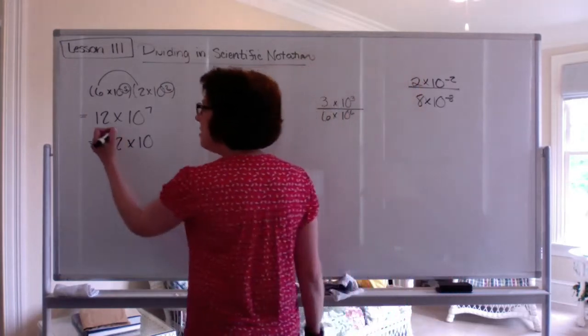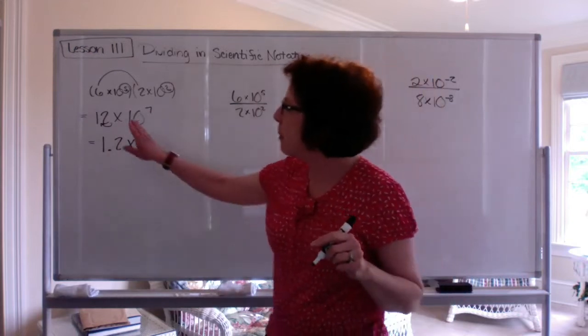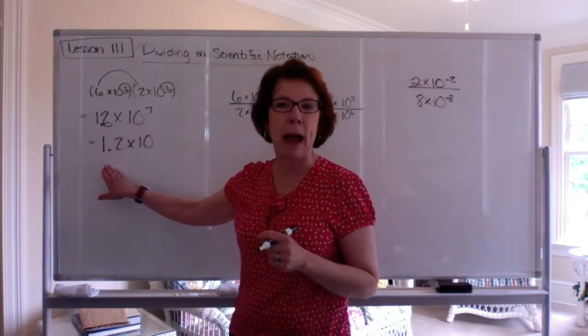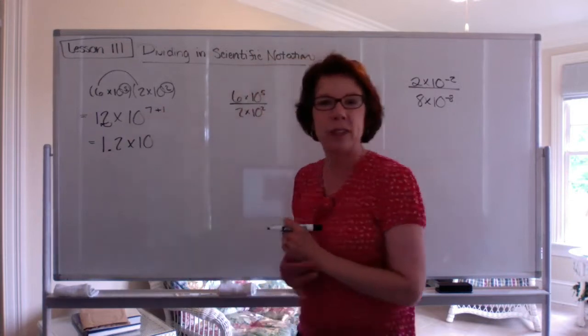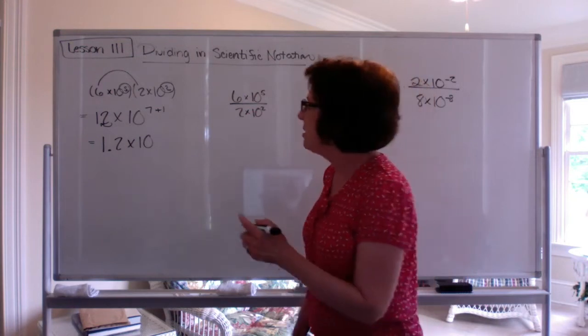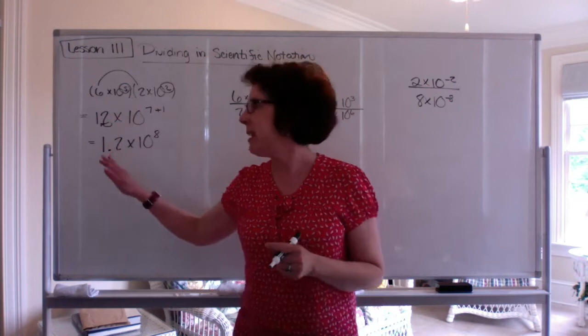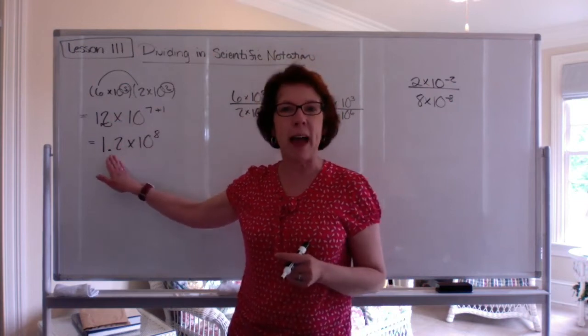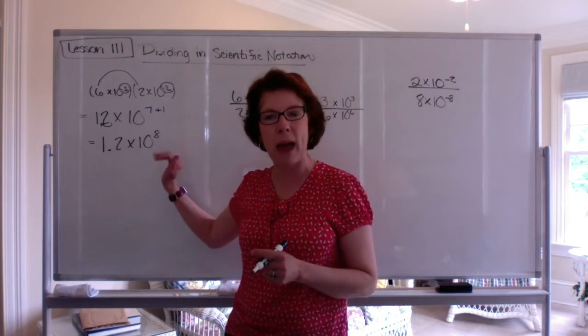Now, the decimal point has gone to the left one place. And so I've made this number smaller by a power of 10. And so that means I'm going to have to add a power of 10 to the exponential term. And so it's going to become 10 to the 8th. So I just transferred my 10. I took it away from the front factor and added it to the back factor. It was a transfer from the front end to the back end.